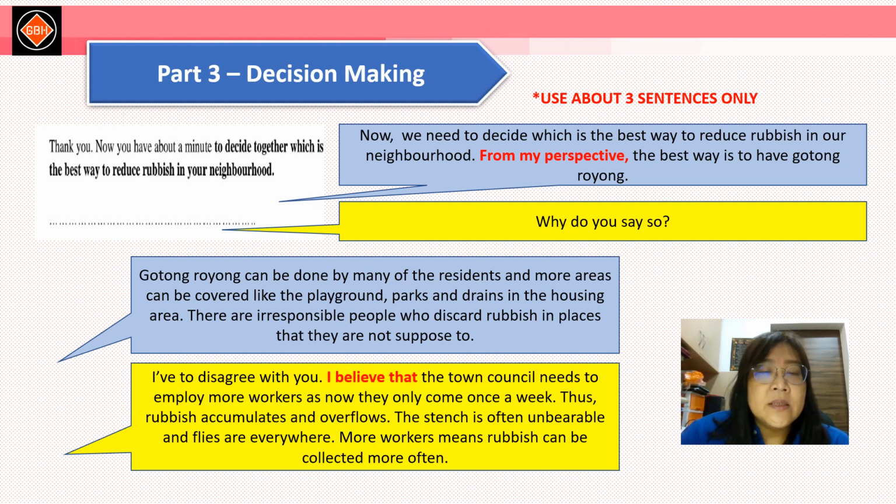And B can answer, I'm sorry, I have to disagree with you. I believe that the town council needs to employ more workers as now they only come once a week. Thus, rubbish accumulates and overflows. The stench is often unbearable and flies are everywhere. More workers means rubbish can be collected more often.